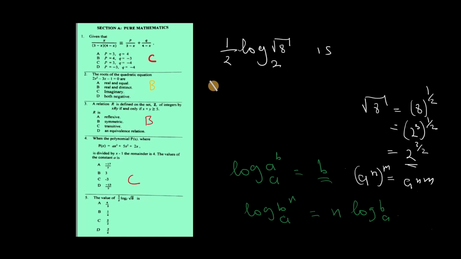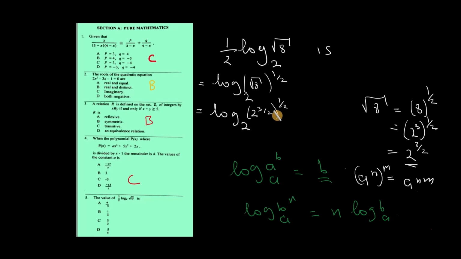That means half log root 8 base 2 is the same as log root 8 base 2, all to the power half. From this property, that's n log b base a is the same as log b to the n, so I bring this half to this place. But I know root 8 is the same as 2 to the 3 over 2. That is log of 2 to the 3 over 2, all to the power half, base 2.